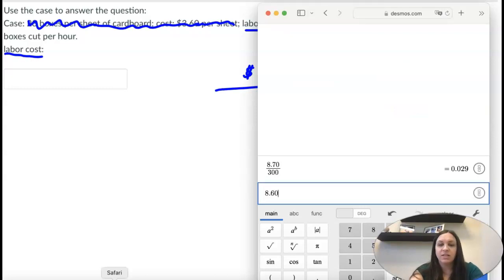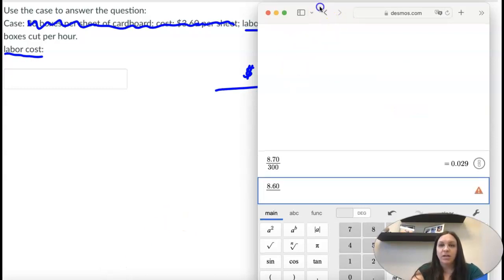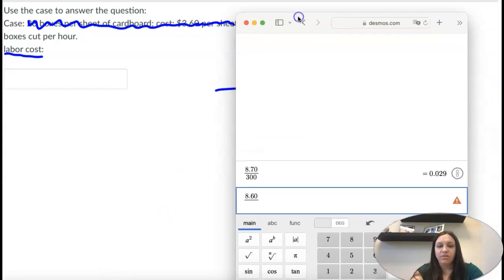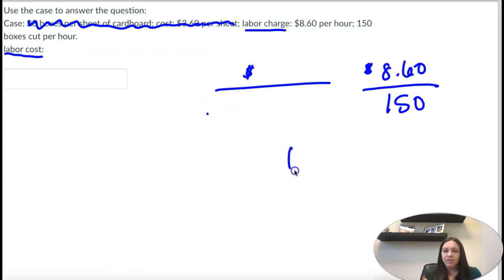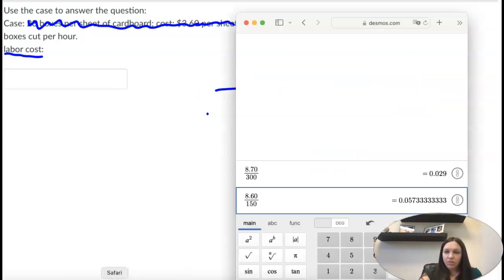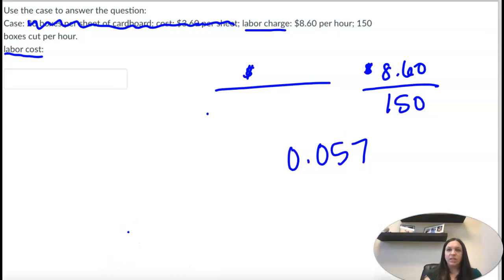So $8.60 divided by, I already forgot, 150 is 0.057. I'm writing out the three numbers just so we can round together. Nearest cent, so you look at the third. If it's greater than 5, it changes only this number. So 6 cents would be the labor cost.